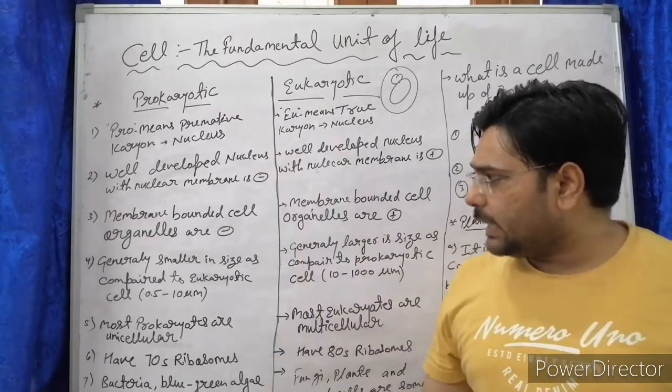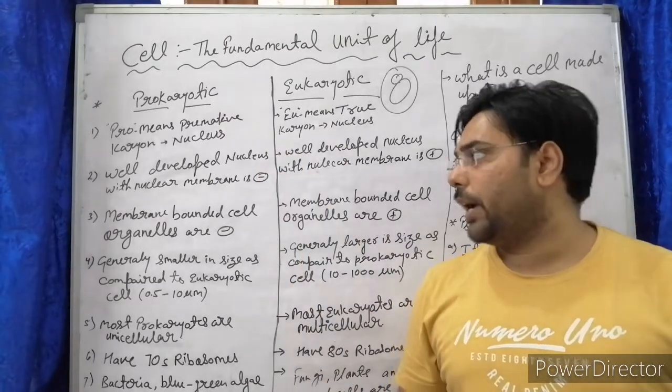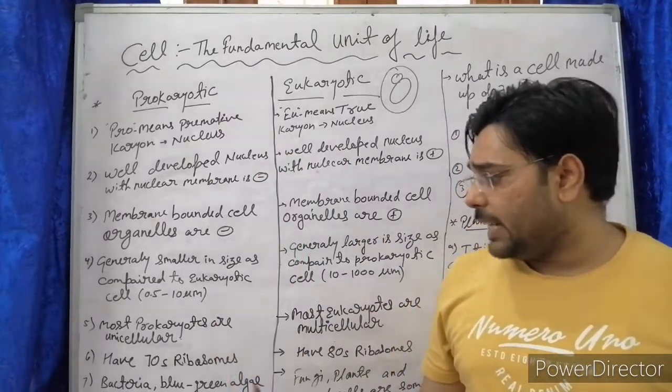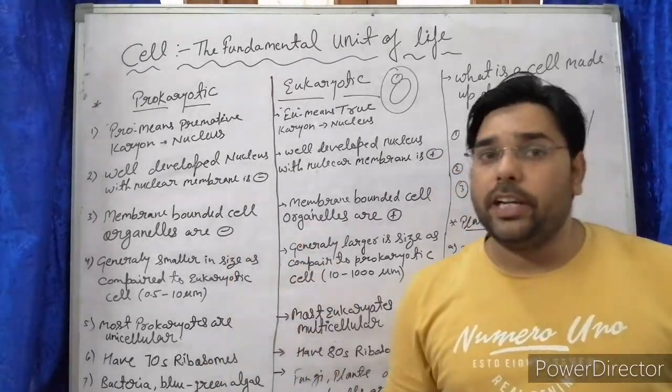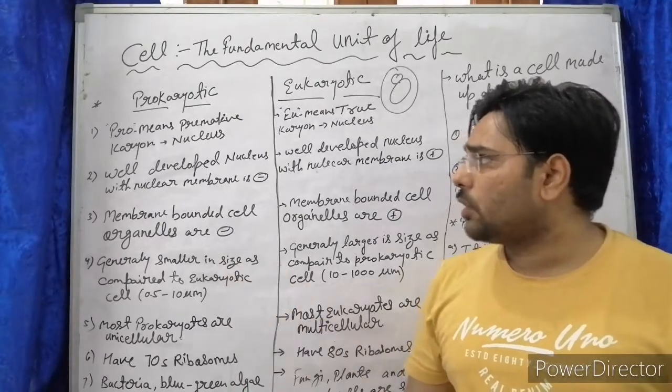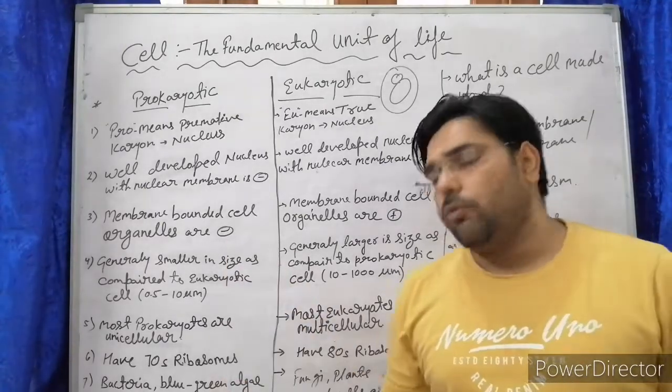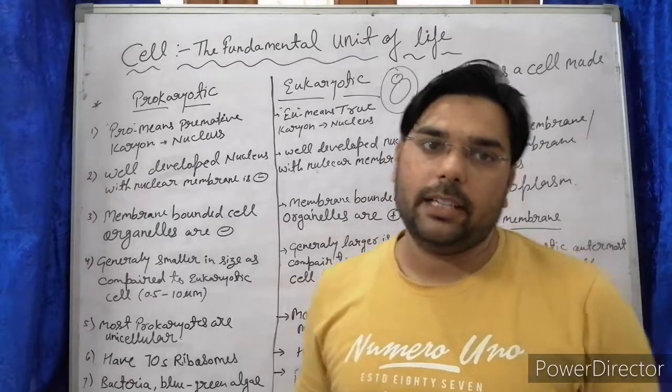So we have discussed the difference between prokaryotic and eukaryotic cells on the basis of size, on the basis of ribosome, on the basis of nucleus and nuclear membrane, on the basis of cell membrane. Okay, so we have discussed this. I hope you have all understood this.